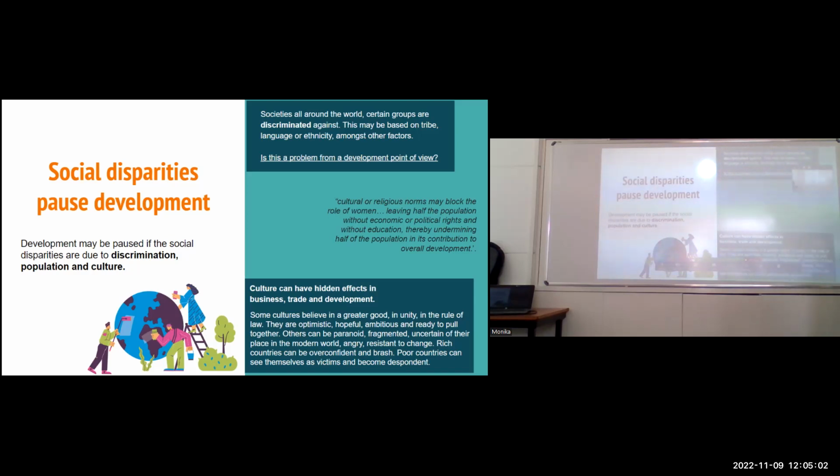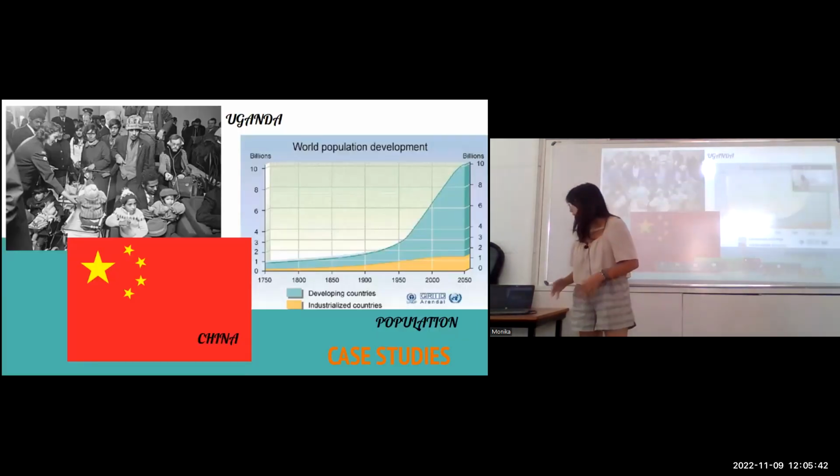And then we have culture. Culture can have hidden effects on business, trade, and development. Depending on the culture, it can affect the development of the country or the state. If there are optimistic, really good relationships with other countries, then it will have good development. However, if they have the mentality of, oh, I'm a developing country, I cannot have anything by myself, I need the help of others, then that will affect how they develop themselves. And if we go ahead, we'll see some case studies.